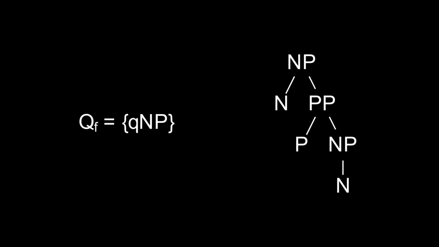Then we have the final states. If the state of the root of the tree is in this set, then the tree will be accepted by the automaton. Otherwise, it will be rejected. Since all valid trees in our example tree pattern have NP as the root, the state corresponding to this symbol will be the only final state.